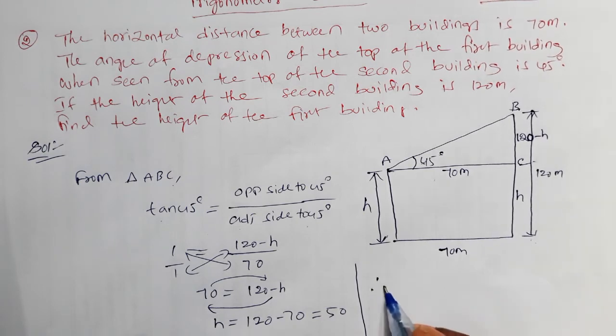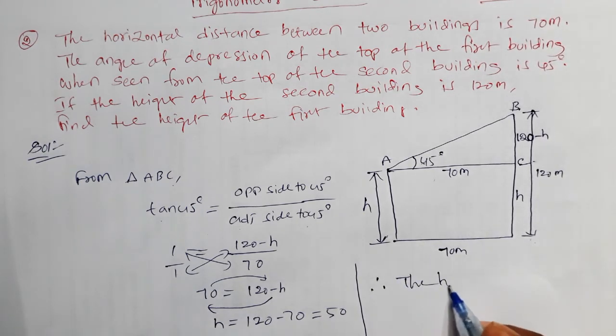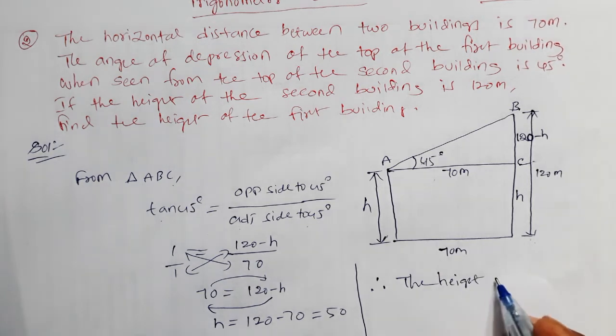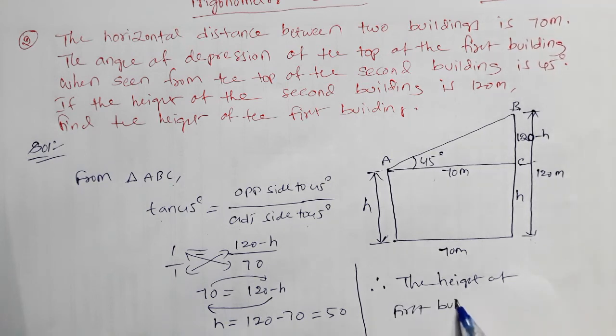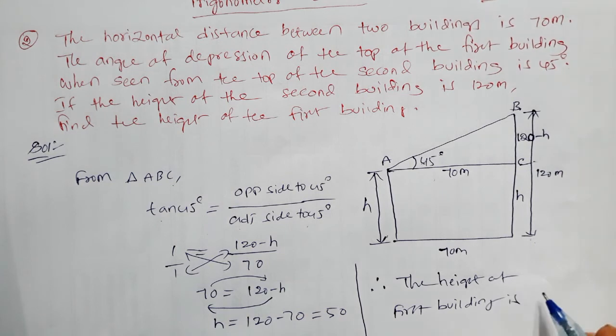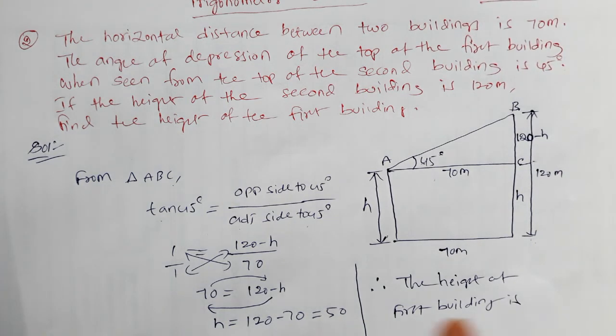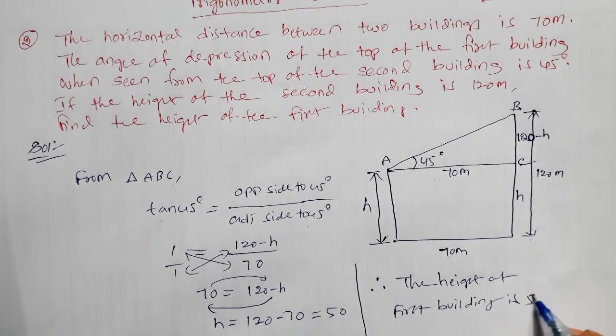So therefore the height of the first building is, how much we got? 50 meters. That's all.